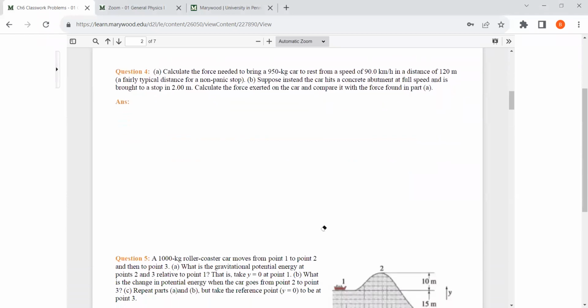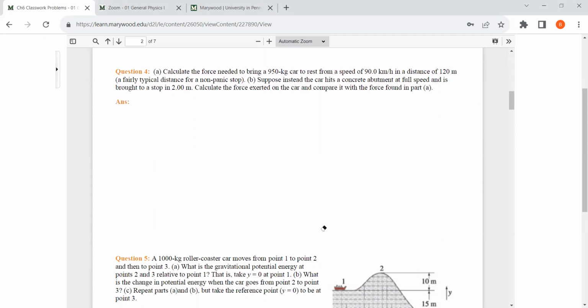Let's move on to the next question. Here it asks us to calculate the force needed to bring a 950 kg car to rest from a speed of 90 km/h in a distance of 120 meter.